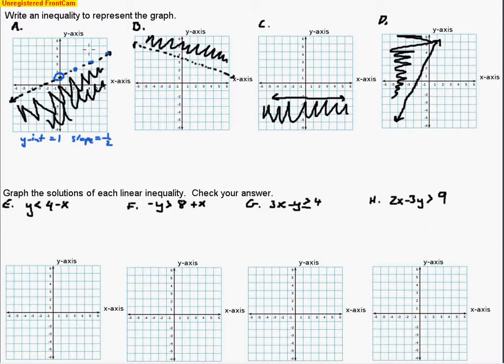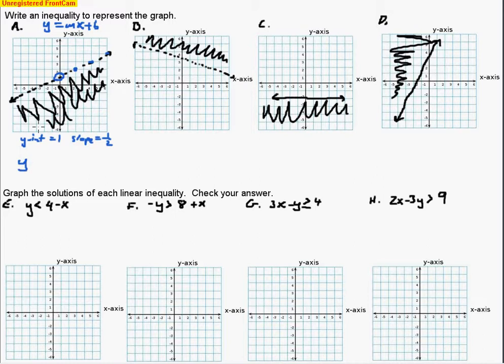So from there, all you're doing is using that slope-intercept form, y equals mx plus b. So all we have to do is write in the y-intercept, the slope, and then you have to figure out what inequality goes in place of the equal sign. And so we'll go ahead and write this out.